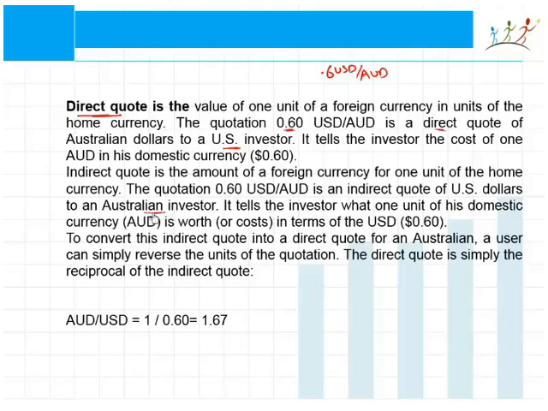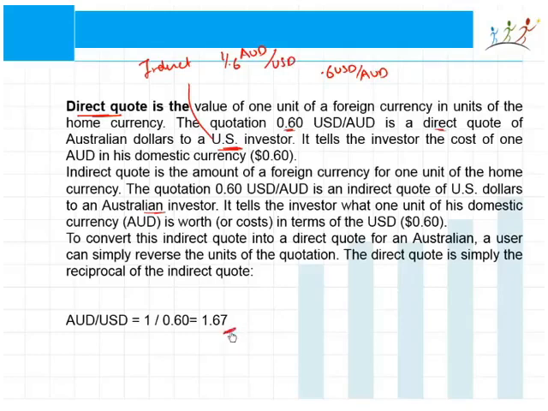Similarly, the indirect quote for a US investor would be how much? That is, for 1 unit of his currency, how many Australian dollars can he get? It will be 1 upon 0.6 AUD per USD.